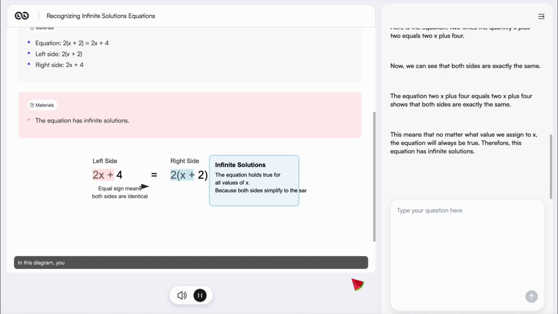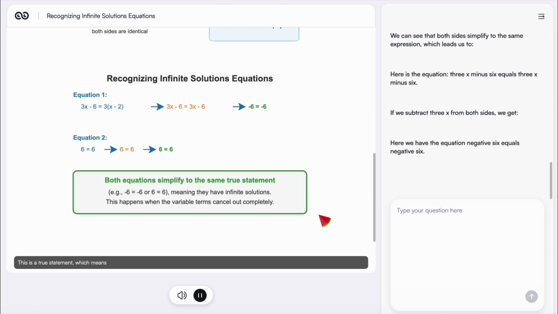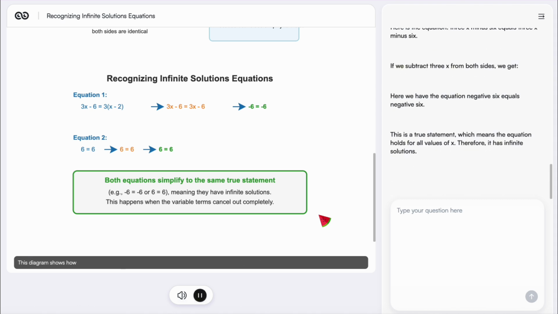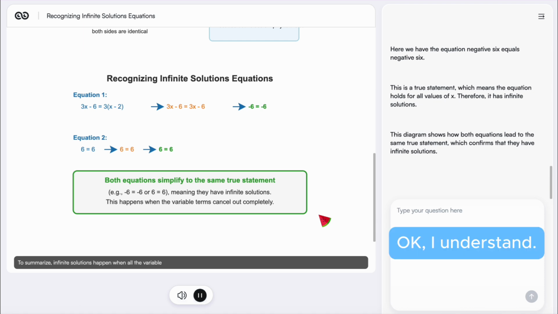In this diagram, you can see that both sides of the equation are equal, which confirms that the equation is true for all values of x. This is a true statement, which means the equation holds for all values of x. Therefore, it has infinite solutions. This diagram shows how both equations lead to the same true statement, which confirms that they have infinite solutions. To summarize, infinite solutions happen when all the variable terms cancel out completely, leaving a true statement. This can appear in different forms of equations, as we have seen in the examples.